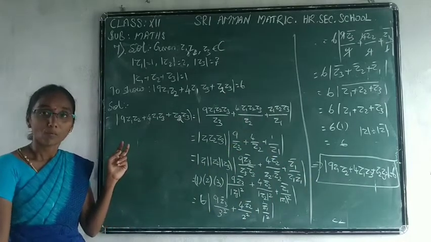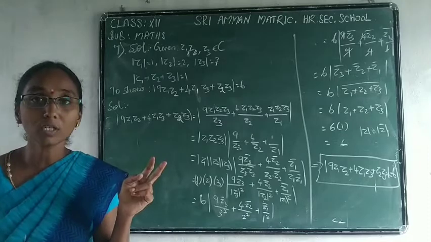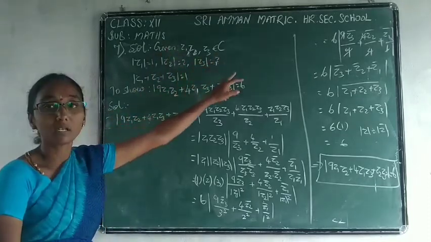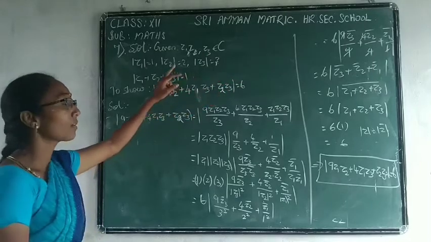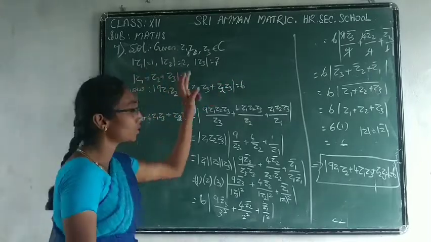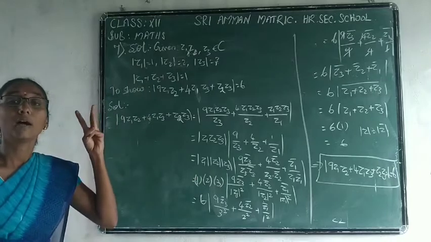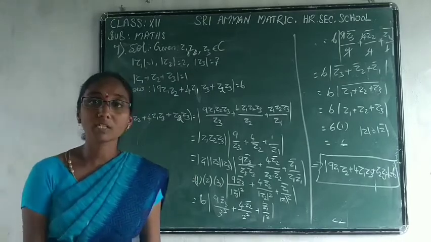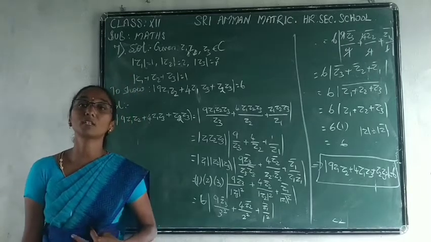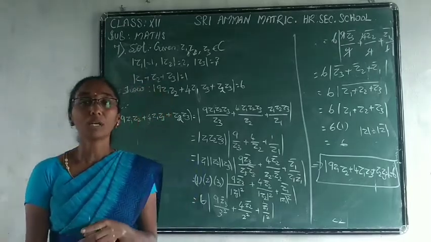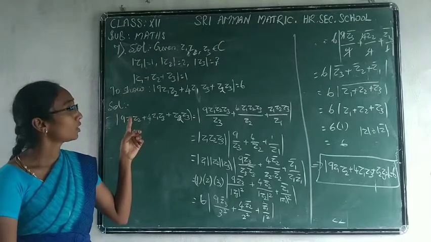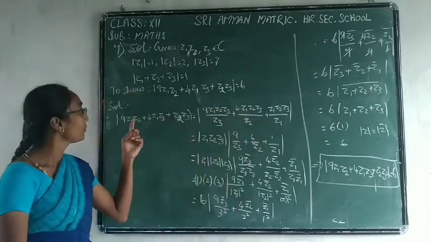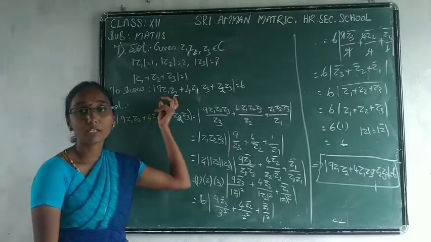Once again, what is the question? We have 3 complex numbers z1, z2, z3. These 3 complex numbers have the condition modulus of z1 equal to 1, modulus of z2 equal to 2, modulus of z3 equal to 3, and one more condition, modulus of z1 plus z2 plus z3 equal to 1. Then what do you need to find out? You consider the LHS of the question.